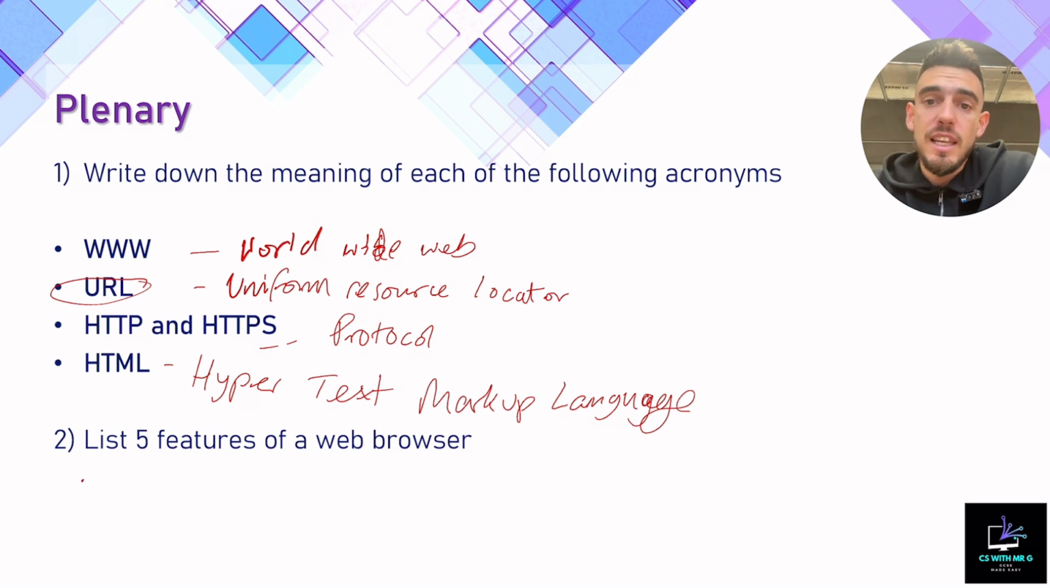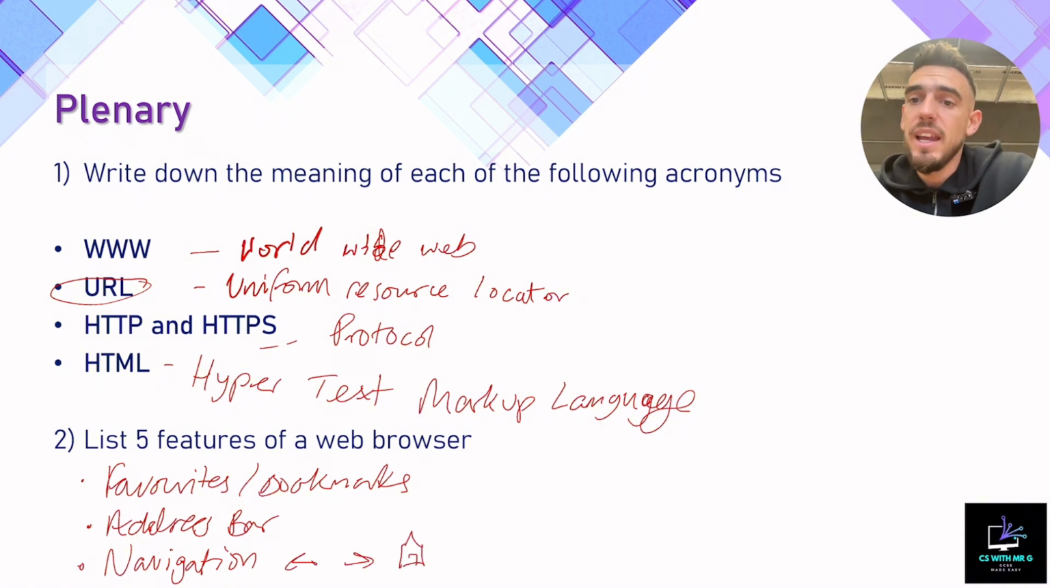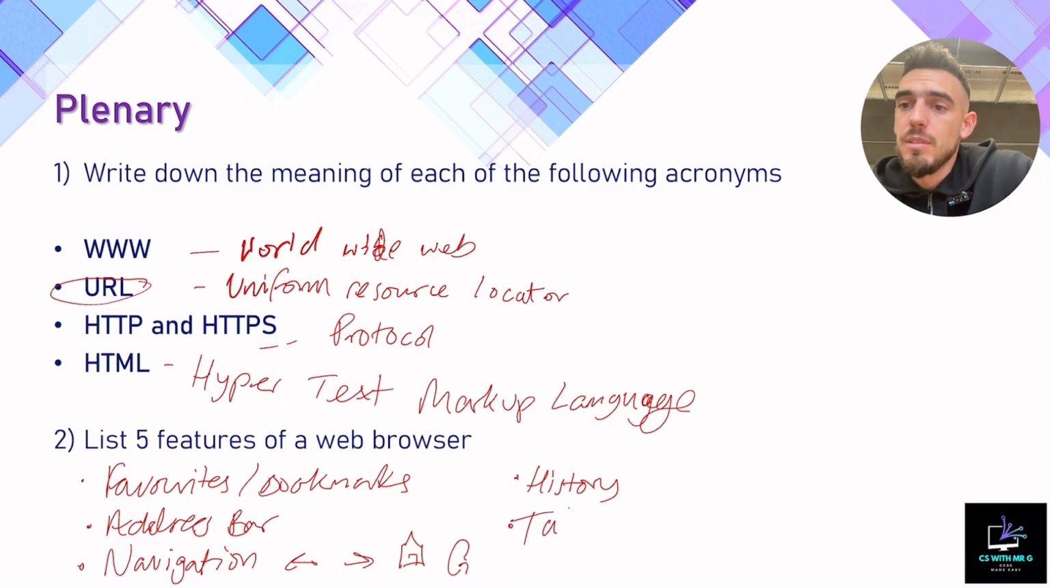We've got things like favorites or bookmarks. We've got an address bar. We've got navigation. Backwards, we can go forwards, we can go to the home page and refresh the page. We've got search history. And finally, we have tabs. Okay, you can have multiple tabs open in one window.